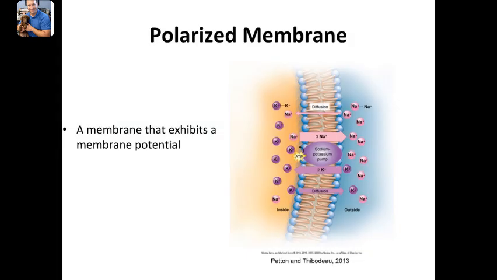The polarized membrane has potassium inside, sodium outside. These are minerals, these are ions, and you can see they've got a little charge next to them. As stated, we've got the sodium-potassium pump, this little purple oval in the center of the phospholipid bilayer. It's constantly setting up this charge in the membrane.